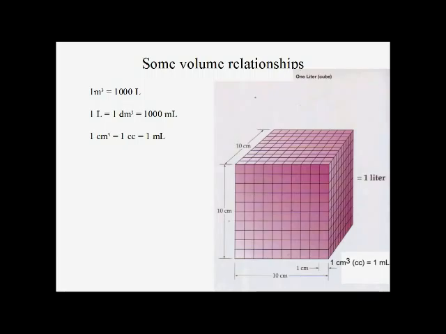For smaller volumes, we can use a milliliter. A milliliter is a cubic centimeter. So centimeter cubed is a milliliter. The SI unit for volume is a cubic meter. A cubic meter would have a volume of 1,000 liters. So a cubic meter would be a kiloliter.